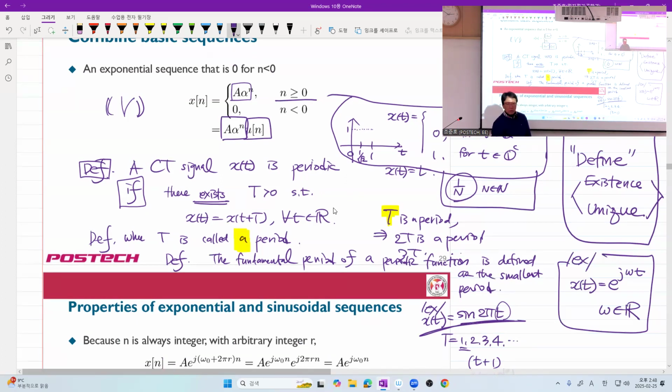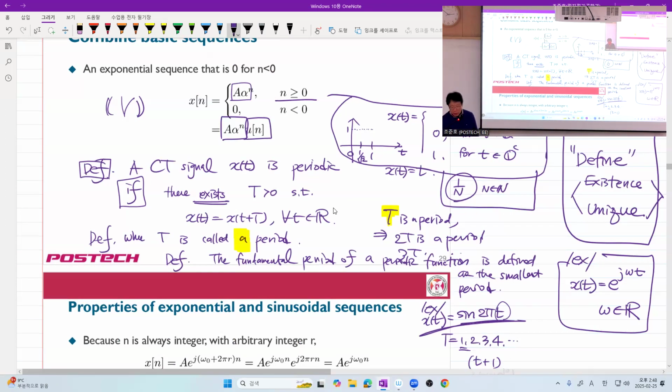Even in the case where omega is 0. Why? If omega is 0, this exponent is 0 and the value is 1. And any constant function is periodic. Any real positive number can serve as a period. Of course, it does not have a fundamental period, right? Got it?